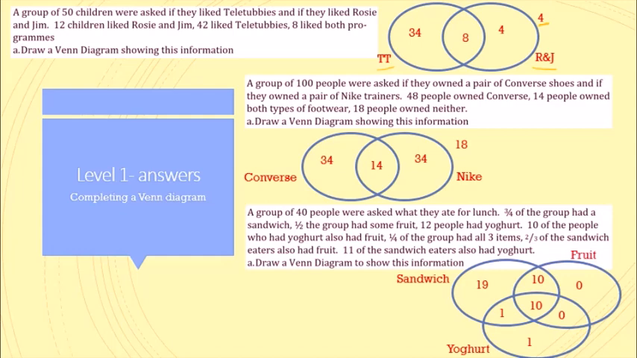Okay, a group of 100 people were asked if they owned a pair of Converse shoes or Nike trainers. So the first circle is Converse and the second circle is Nike, or Nike, I don't know how you say it. A group of 40 people were asked what they ate for lunch. They had a choice between sandwiches, fruit and yogurt. Okay, so this is a bit different because it's 3 Venn diagrams put together. So just check your answer with the answer over there.